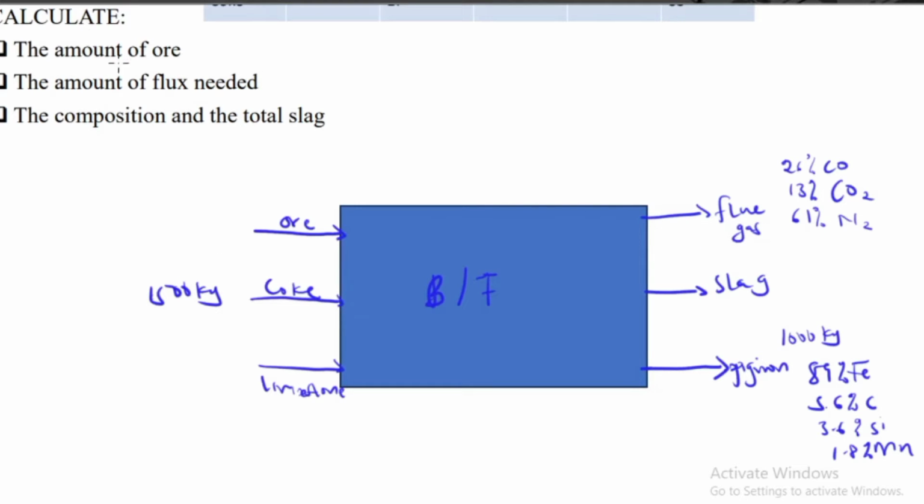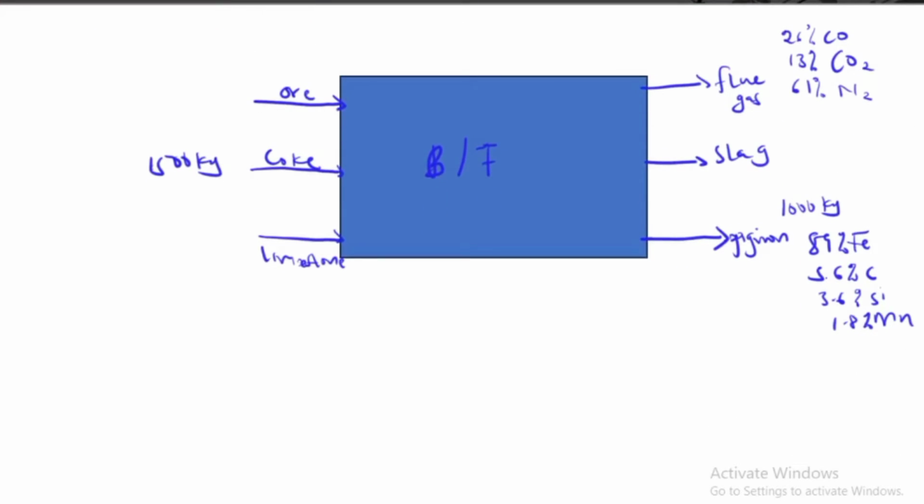So the first question is asking us to find the amount of ore. Now, for us to find the amount of ore, we have two ways of finding it, and I'm going to show you. We can use A. So we are finding the amount of ore.